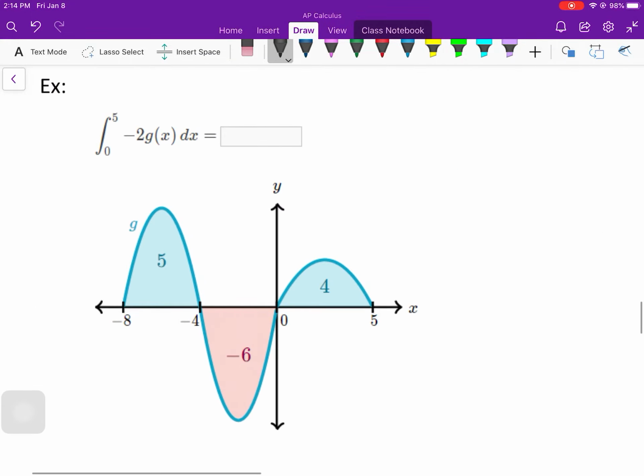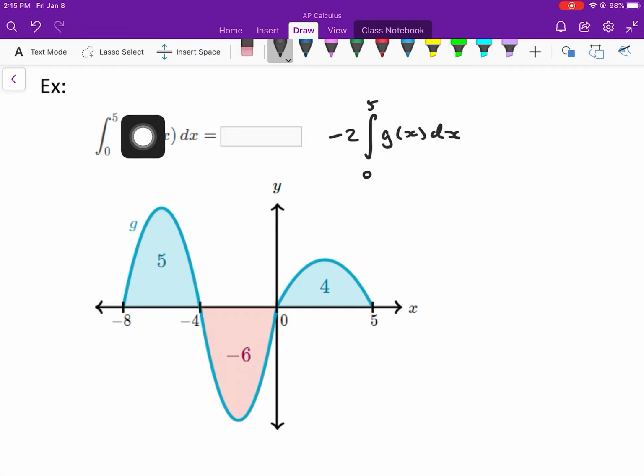Last one. This is that constant in the front, so we can bring that constant out to the front: negative 2, integral from 0 to 5 of g of x. I like it when they put more rules together, like if they did 5 to 0, so we then have to flip it and change the sign out in the front and all that. But these are just using one rule, so they're pretty easy. Integral from 0 to 5 is 4, so this will just equal negative 2 times 4, which is negative 8.